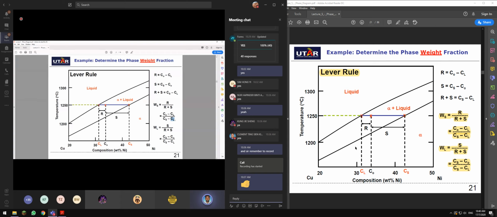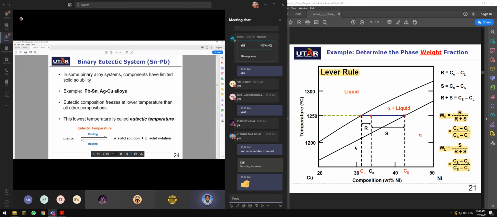Okay, and then subsequently, if you want to find the weight fraction of liquid, you need to take the S divided by the whole composition. So S is CS minus CO, from high to low. CS minus CO divided by CS minus CL. Okay, so that is how you utilize the lever rule.